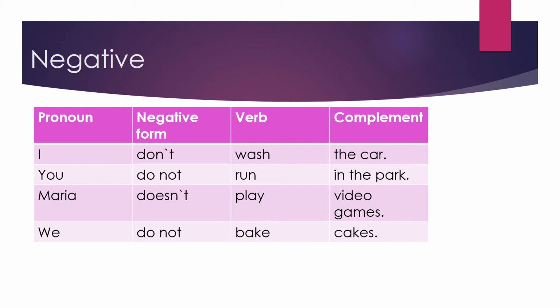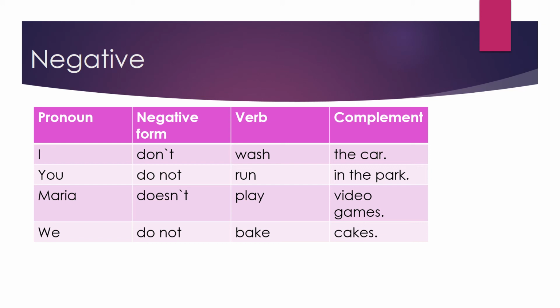And I have 4 examples for you. I don't wash the car. Don't. Why am I writing don't? Because which pronoun am I using? You do not run in the park. Remember that we have the contracted form and we have the full form. Don't and do not. Maria doesn't play video games, and this is very important for you to understand.